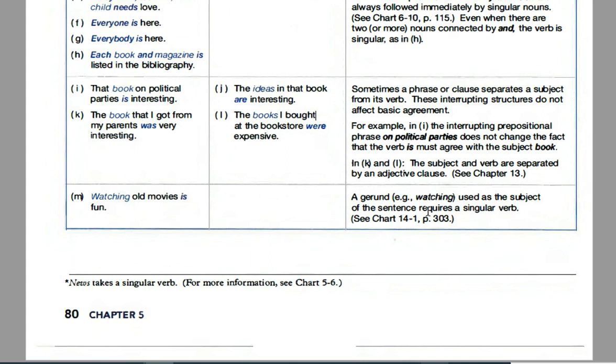Watching old movies is fun. We understand this because watching is a gerund, so we are not talking about old movies are. The agreement here is with the subject watching, which is a gerund, and as a subject we have to keep a singular verb there. Try to understand it. That's my concern.